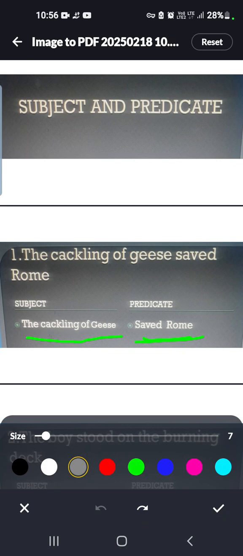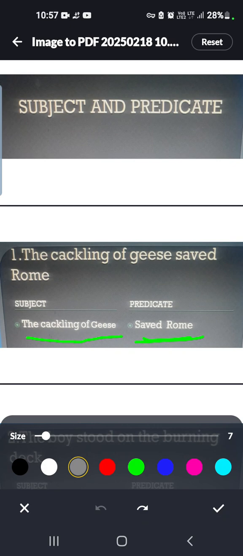Now, what is a subject? When we make a sentence, we always have a topic to say something about. We always have to say something about something, so that something is known as the subject of the sentence. It may be a person, or anything, any kind of noun or pronoun. So that thing which we are talking about is known as the subject of the sentence.